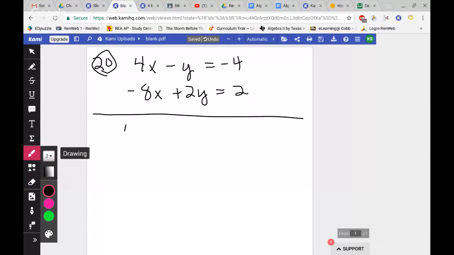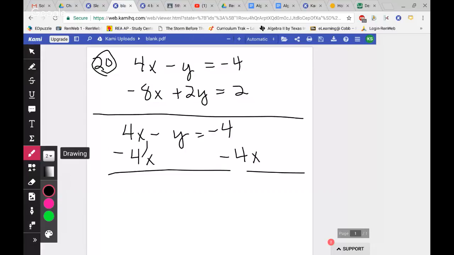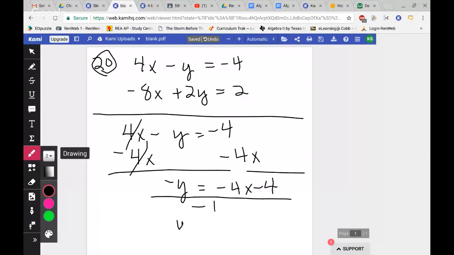is, I'm going to do this work down here for you. 4x minus y equals negative 4. I'm going to subtract 4x from both sides. That's going to leave me a minus y equals negative 4x minus 4. And then I'm going to divide everything by negative 1 because I need this to be positive. Okay? So y equals, and then negative 4x divided by negative 1 is going to be a positive 4x. And then a negative 4 divided by a negative 1 is a positive 4. So this is the value of y.